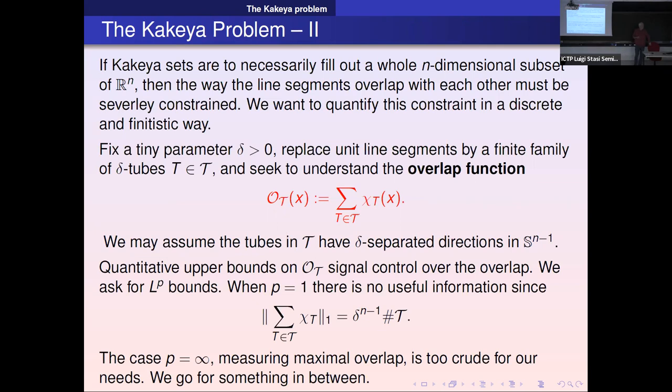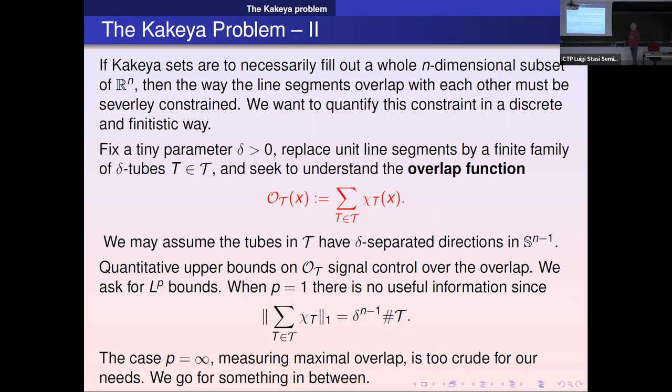So for Kakeya sets to fill out a whole n-dimensional subset of R^n, it must mean that the way that the lines overlap, you can't have all these lines piled up on top of each other, because then they wouldn't fill out a whole ball, though you would have a line segment in every direction. So the overlap of these lines must be severely controlled if this is going to happen. And so we want to quantify this in a discrete and finitistic way, so we can do the analysis more sensibly.